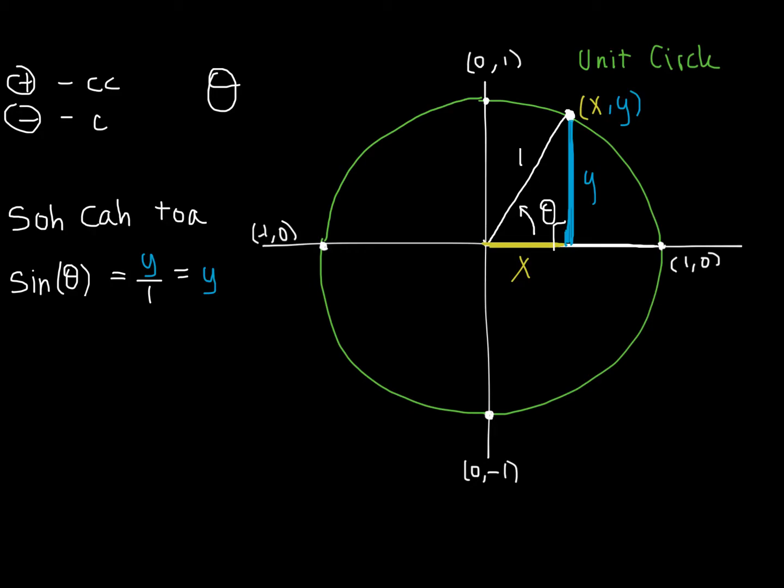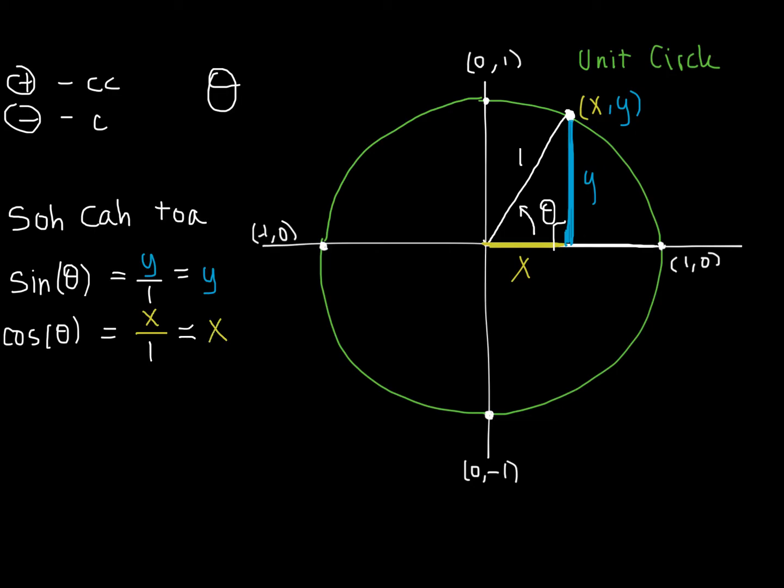Let's check out the cosine. Cosine of theta. And why don't you pause the video and try this one yourself. So the cosine is the adjacent over the hypotenuse. The adjacent side of this triangle, to this angle theta, is the x side, and the hypotenuse is still 1. And so the cosine is x over 1. Anything divided by 1 is itself, and so the cosine of the angle theta is the x value.